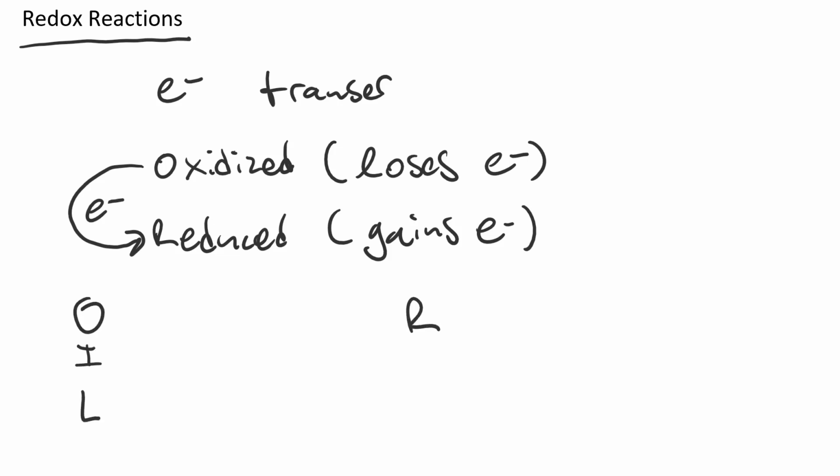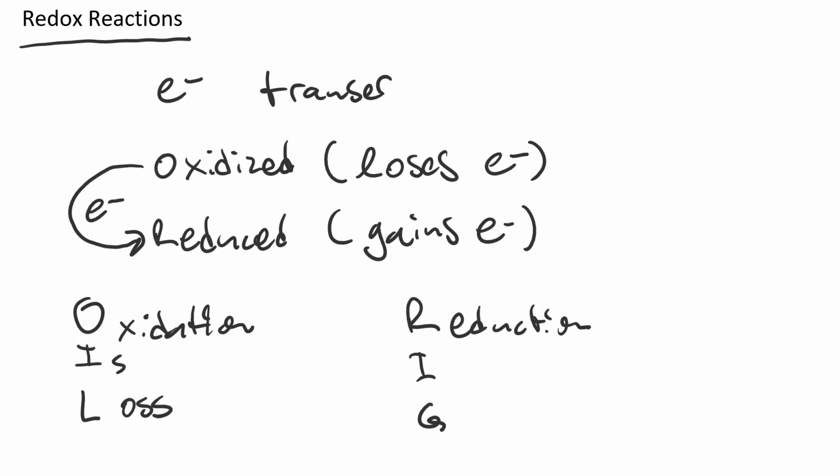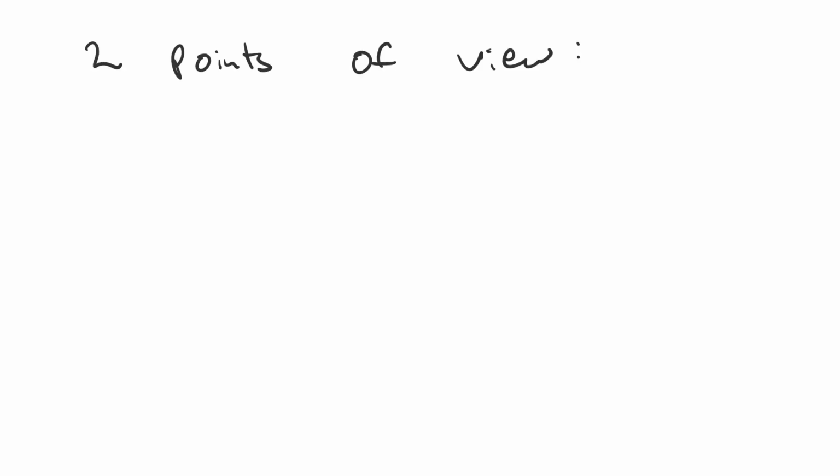Oil rig. Oxidation is loss. Reduction is gain of electrons. You need to be aware of 2 points of view when you're looking at redox reactions.